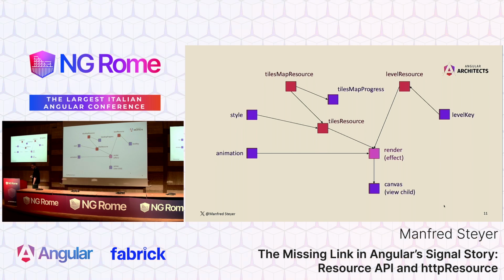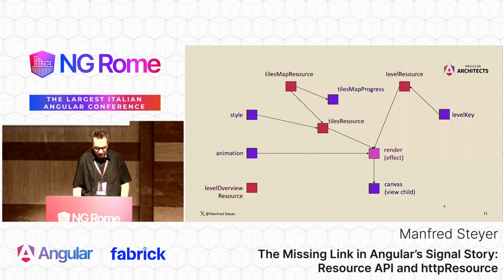Yeah, and this will then paint on a canvas, and as some kind of entry point, I have also my label overview resource to quickly get started with a very simple example. Okay, this is my reactive graph, and now let's have a look at the implementation of all of this.